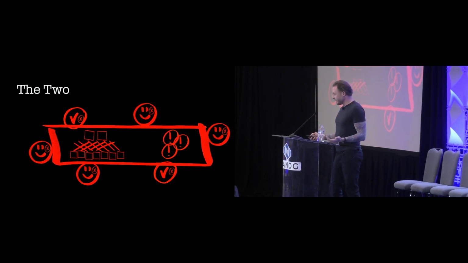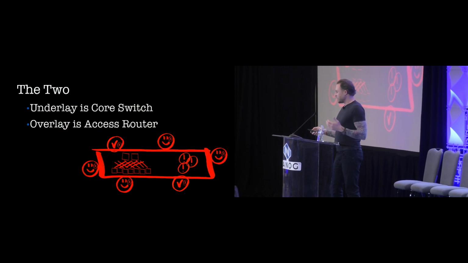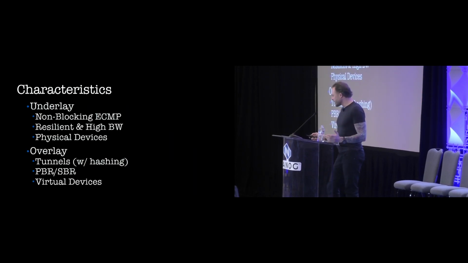Now, obviously, you still need physical connectivity, and that's where we get this two-tier idea, right? So looking at the underlay as a core switch, and the overlay as an access router, right? There are some characteristics that I think are interesting or important to remember here. The underlay is essentially what you want as a non-blocking ECMP. One thing that I'll touch on a little bit later as well, but the internet is a pretty cool ECMP network to use as an underlay in general. Also, you want this to be resilient and high bandwidth, and it's going to be made of physical devices, right? For now, no matter how much we love software, ASICs and cables and things like that just have to be there to make a network work. I don't think that's going to change anytime soon.